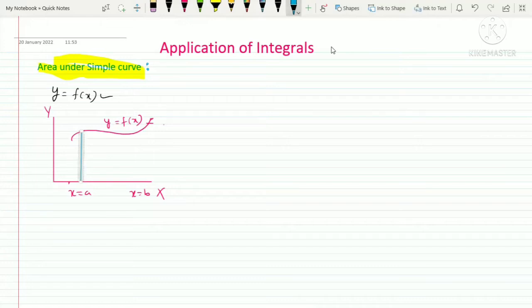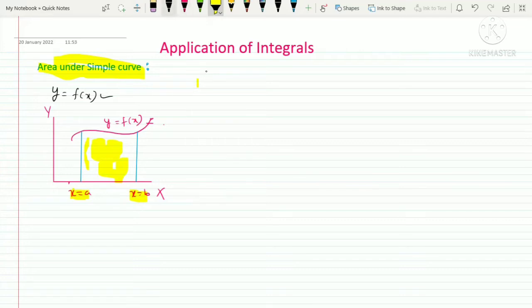This is the line x equal to a. This is the line x is equal to b. Okay, now I should find the area bounded by this one. Area bounded by this curve with the x-axis between the interval x equal to a to x equal to b. Okay, now to find the area of this, I will divide this total area into small strips.